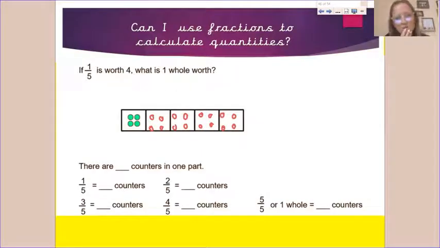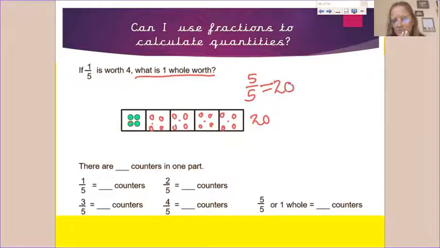So the question says, what is one whole? So one whole would be 4, 8, 12, 16, 20. One whole would be 20. So 5 over 5, which we know is a whole, is equal to 20.